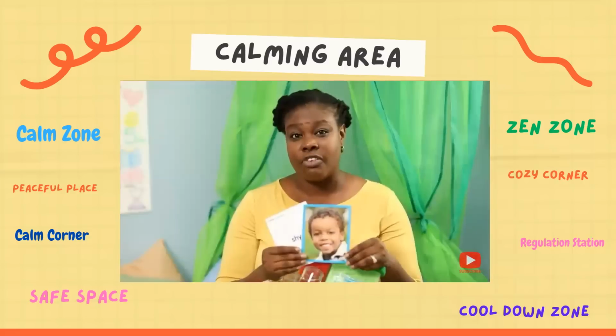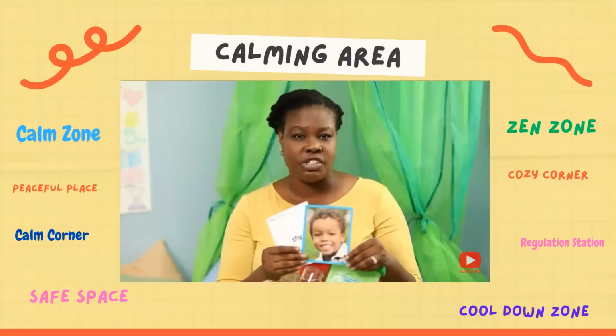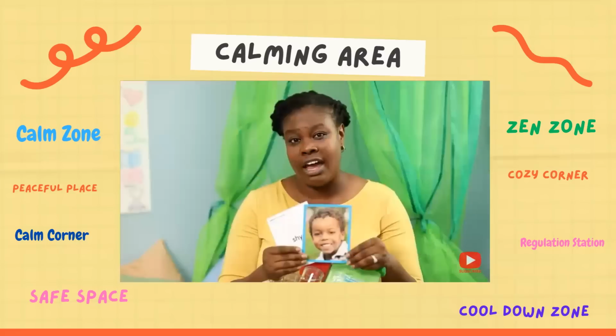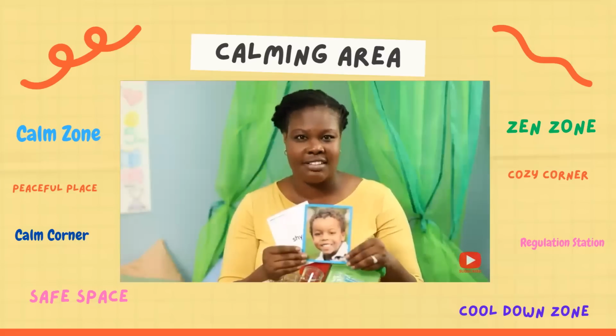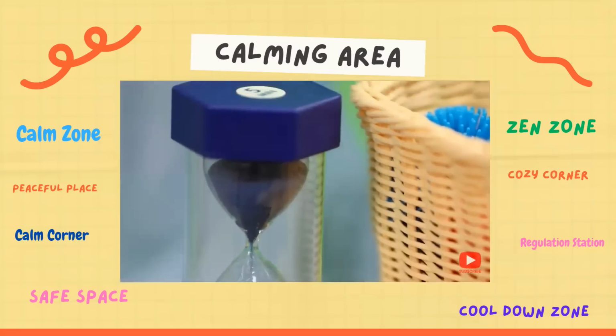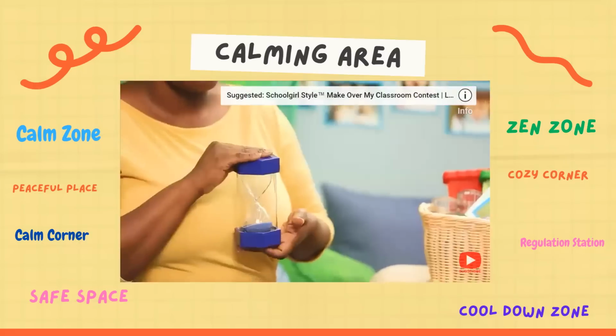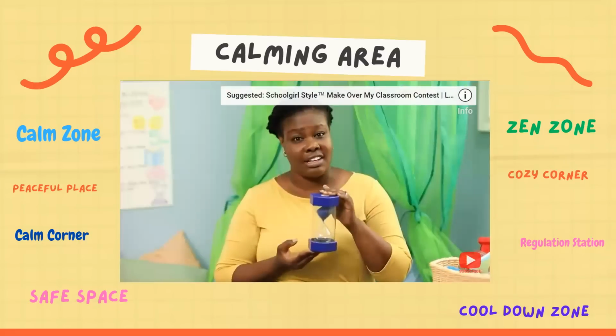I like to take some of the feelings and emotions cards from the social emotional photo library and display them on the wall nearby. This can help students identify how they're feeling in the moment. The amount of time spent in the calming center is important, so I would keep a giant sound timer here so students can monitor how long they stay.